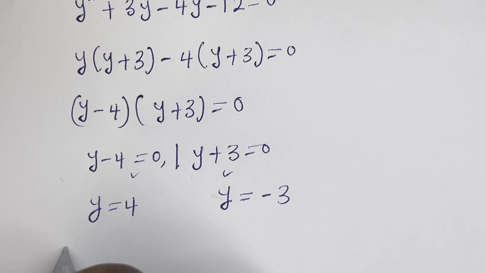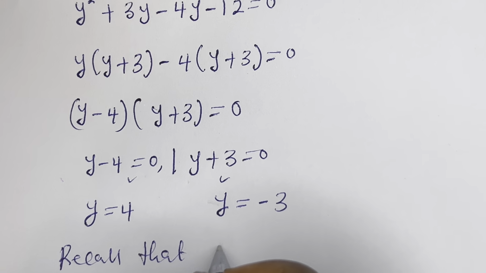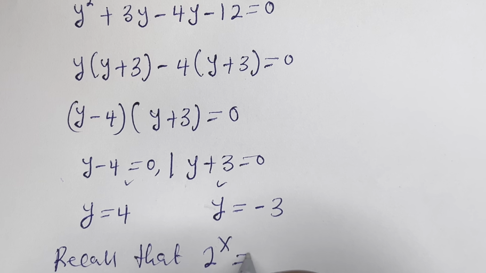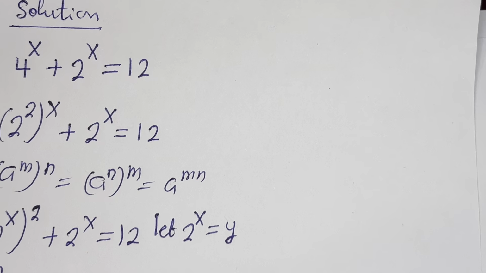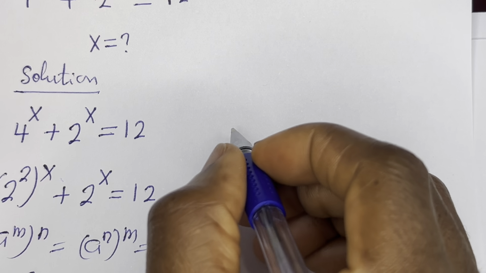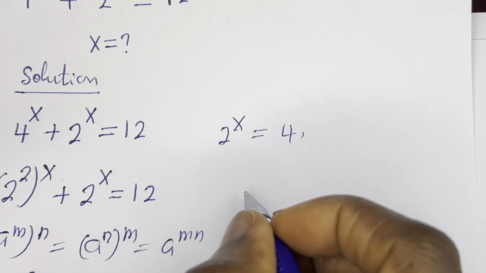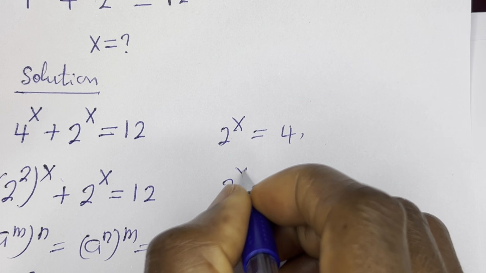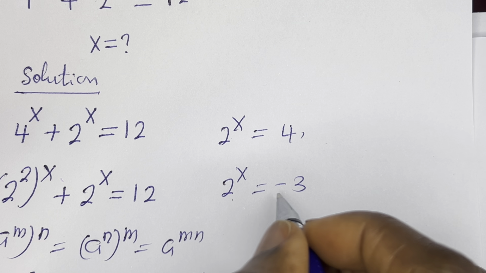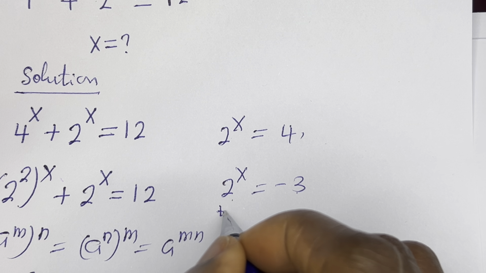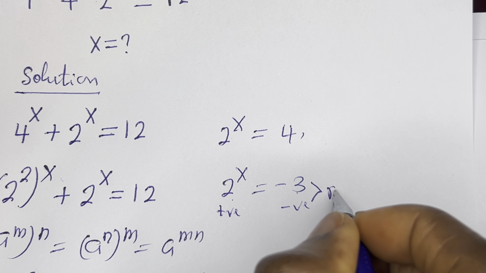Then recall that 2 to the power of s is equal to y. 2 to the power of s is equal to 4, and 2 to the power of s is equal to minus 3. But 2 to the power of s cannot be equal to minus 3. This is positive, this is negative, so it is rejected.